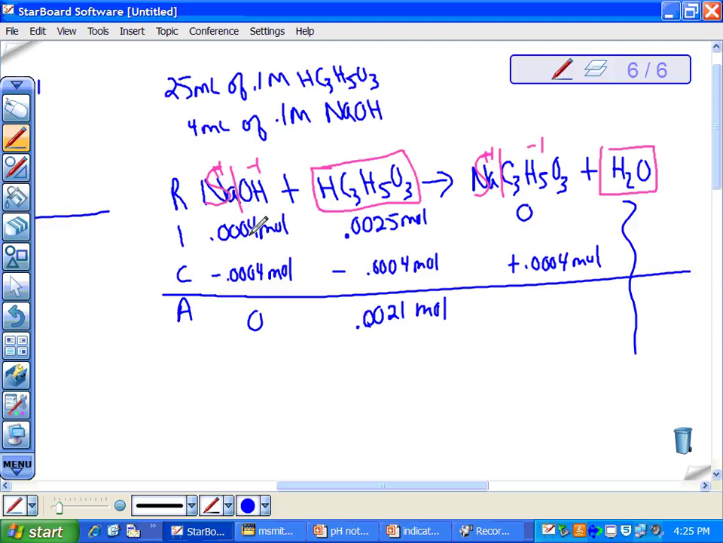0.004 times 0.1 should give us 3 zeros. 0.025 times that should too. So this is my moles of each. Make the smallest one go away, and we add on the other side. So now we should be good.